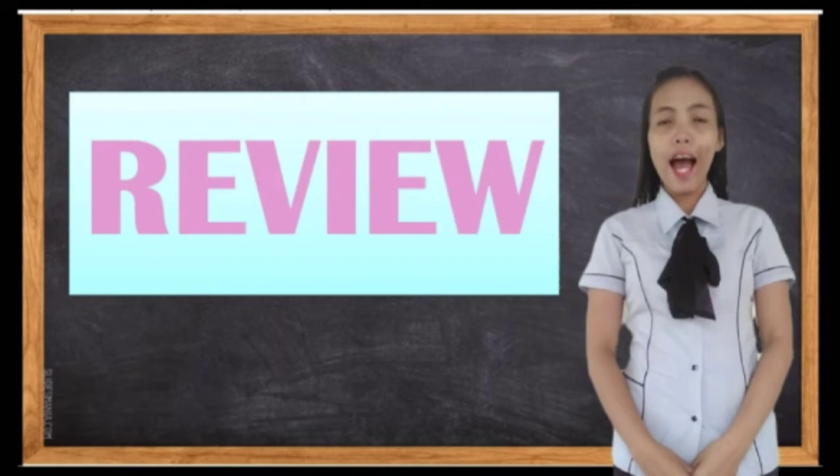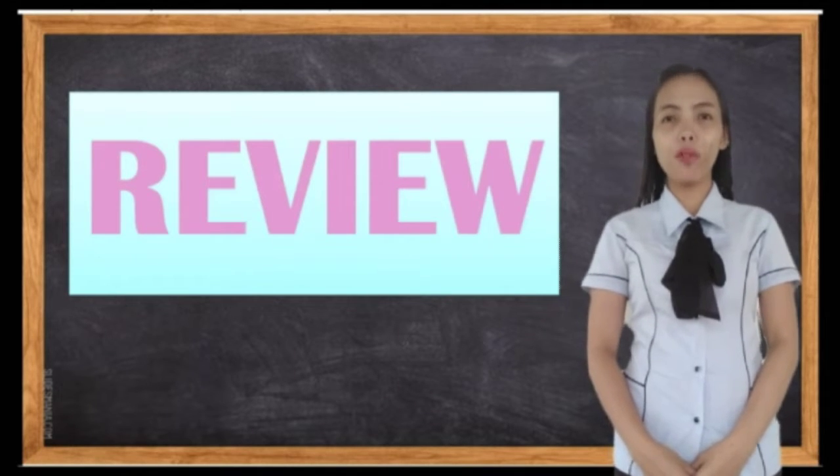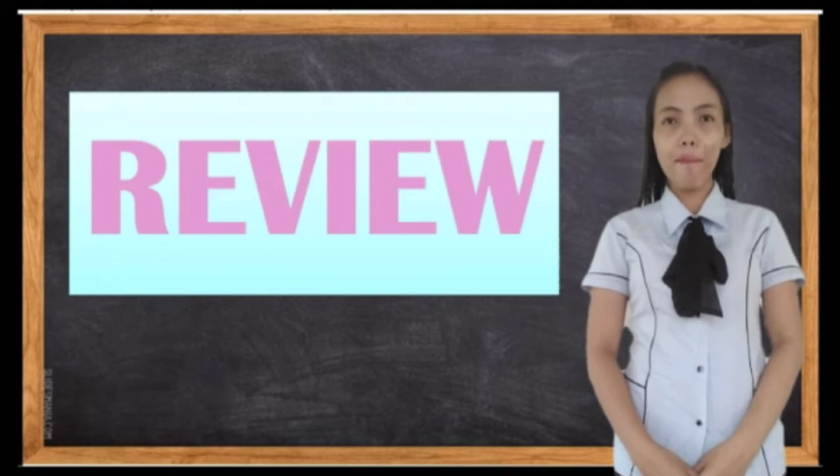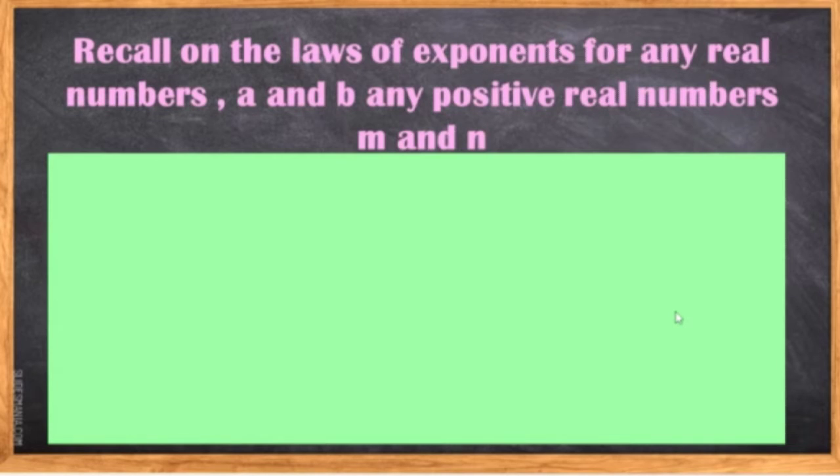To begin with, I want you to recall the laws of exponent that are related to our topic. Recall the laws of exponent for any real numbers a and b, any positive real numbers m and n. First example, a raised to m times a raised to n is equal to a raised to m plus n. Why? Because since the base is the same, which is a, we just need to copy a, then add exponent m plus n. Then second example, a raised to 0 is equal to 1. Why? Because any number raised to 0 is equal to 1.